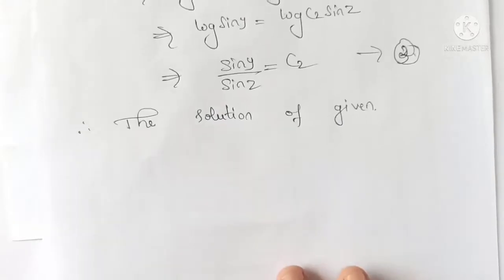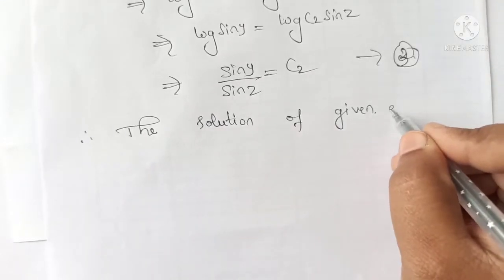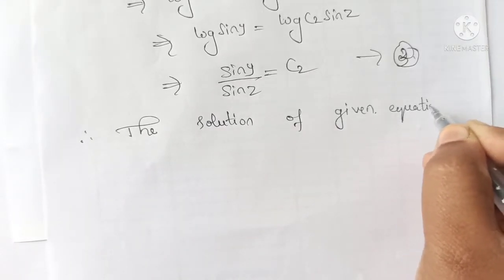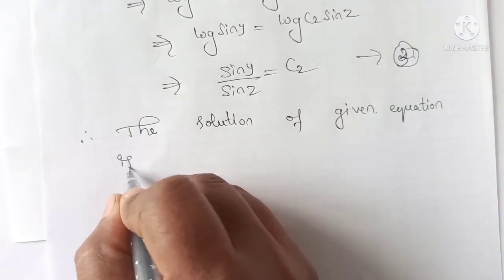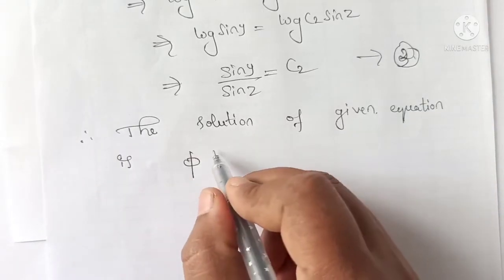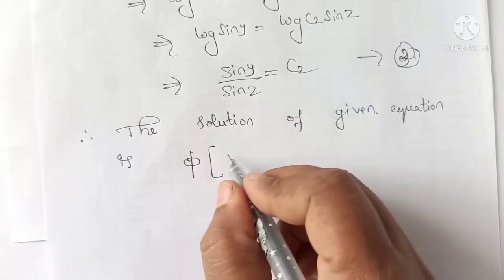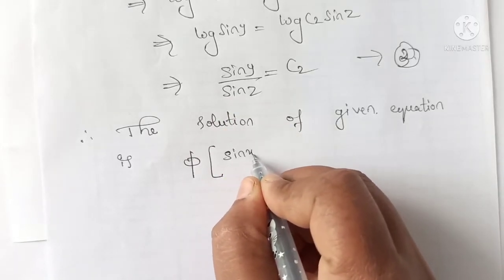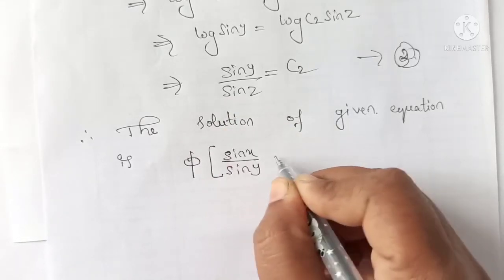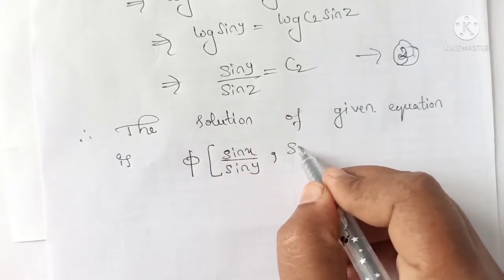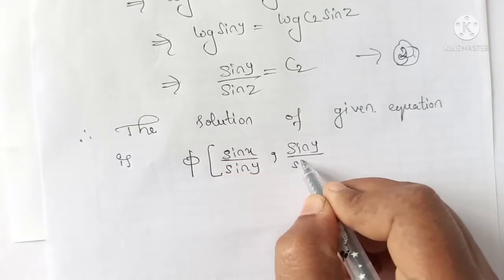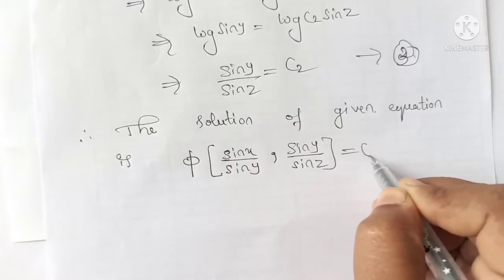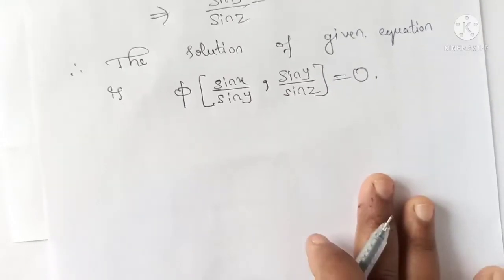Therefore the solution of the given equation is phi of u, that is, the first independent solution sin x divided by sin y, comma, the second independent solution sin y divided by sin z, equals 0. This is the required solution.